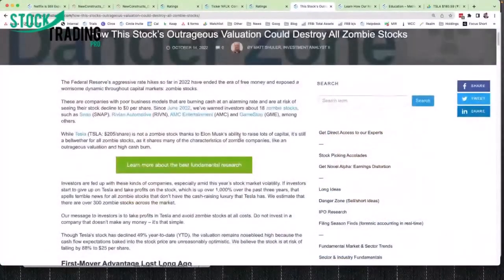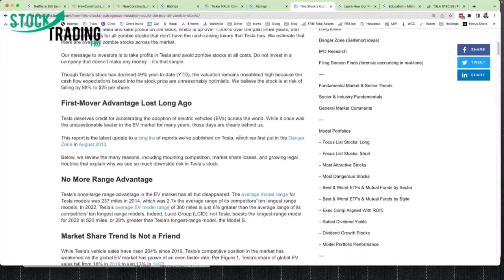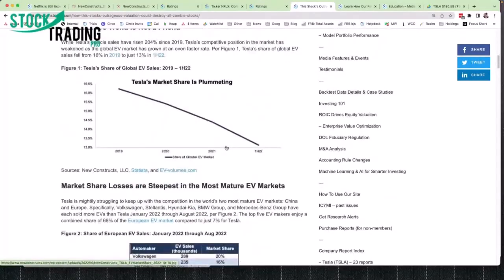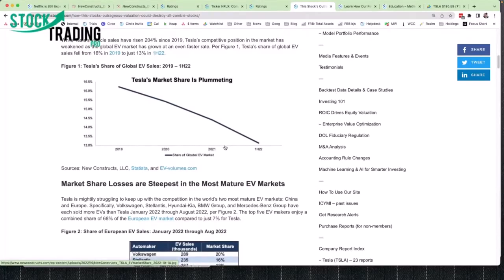This is October of 2022 that does a similar analysis as what we did for Netflix. This was an update. We covered a lot of stuff in this report, and a lot of it's around, is Tesla going to continue to grow market share forever? And the answer is probably not. It's already declining pretty significantly, especially in mature markets.